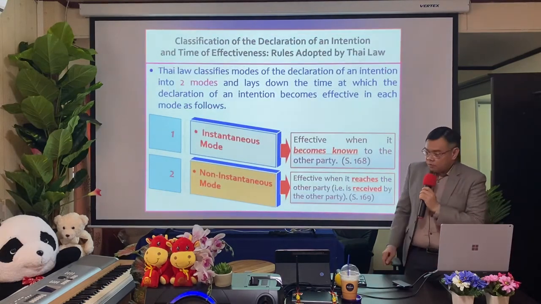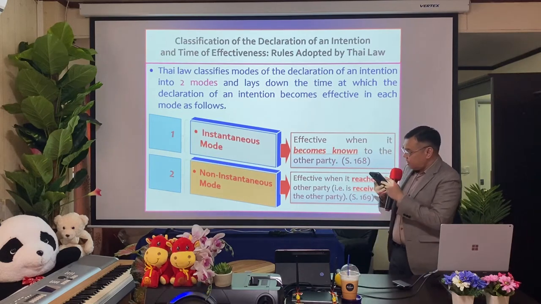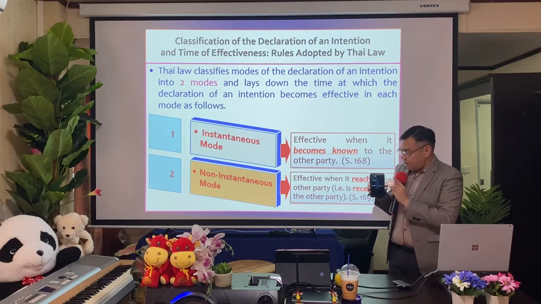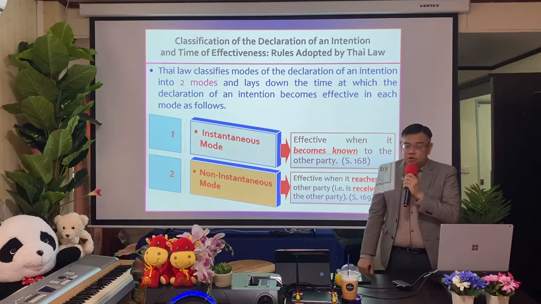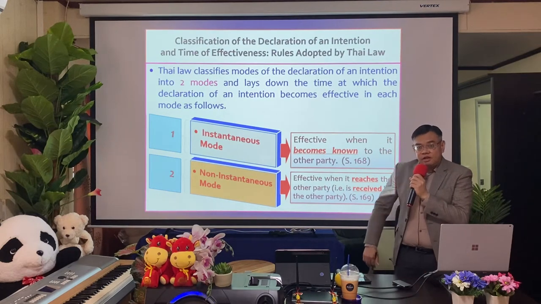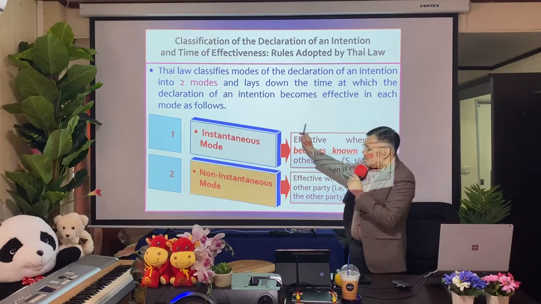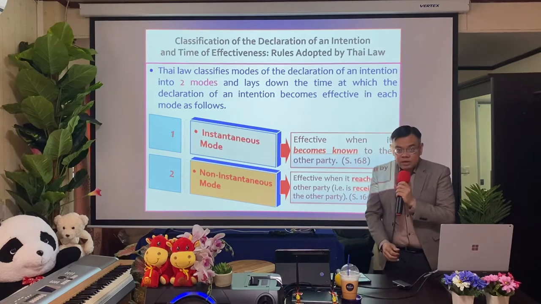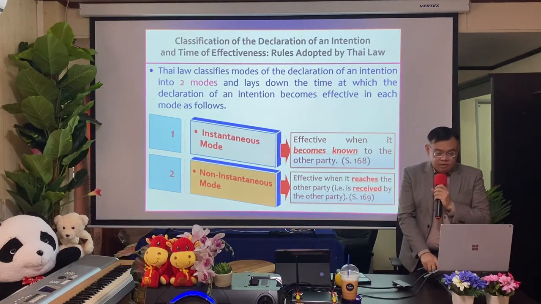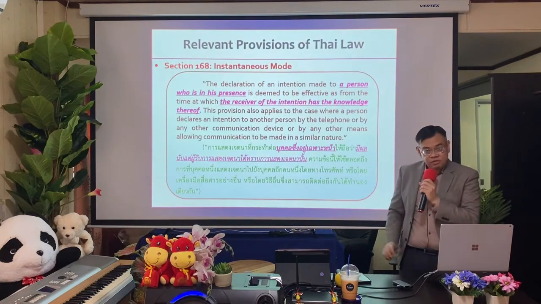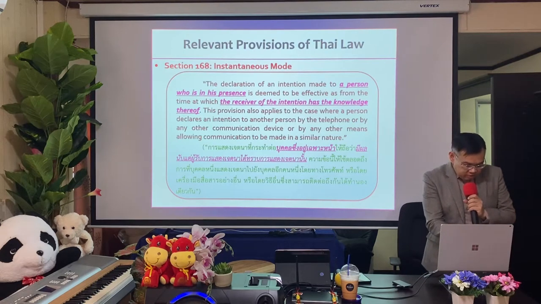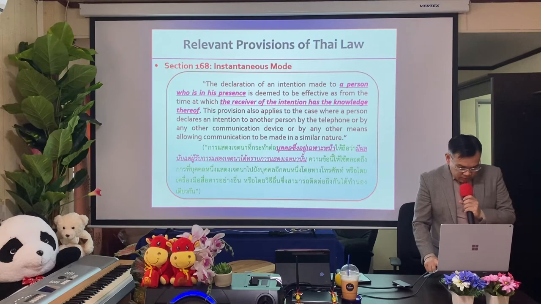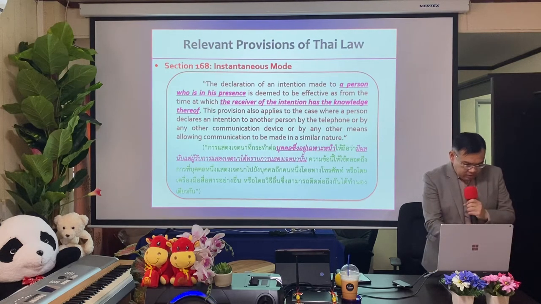In Thailand, with respect to communication made in an instantaneous mode, Thai law, according to Section 167 of the Civil and Commercial Code, provides that a declaration of an intention made in an instantaneous mode will be effective when it becomes known to the other party. This is what is said in Section 167: the declaration of intention made to a person who is in his presence is deemed to be effective as from the time at which the receiver of the intention has knowledge thereof.